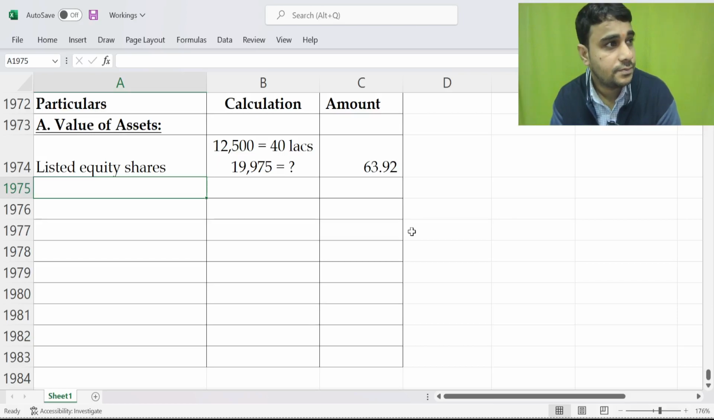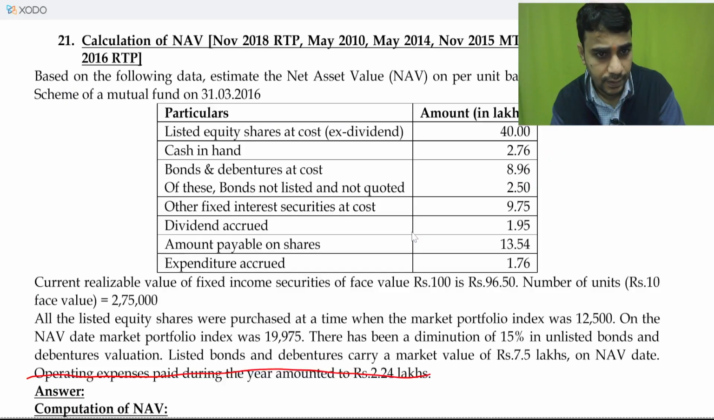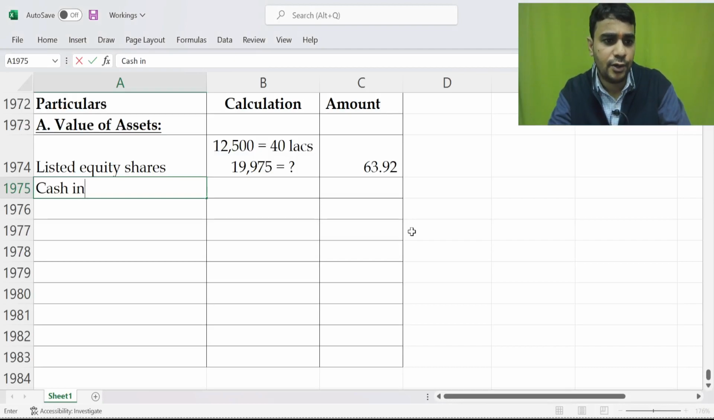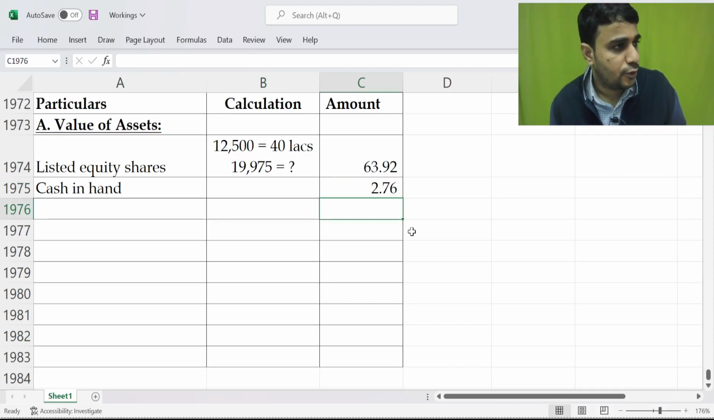Any doubts on this? Listed equity share 63.92. Cash in hand directly, right? No adjustment. If it was opening cash, then we had to do something. This is closing cash. Cash in hand 2.76.